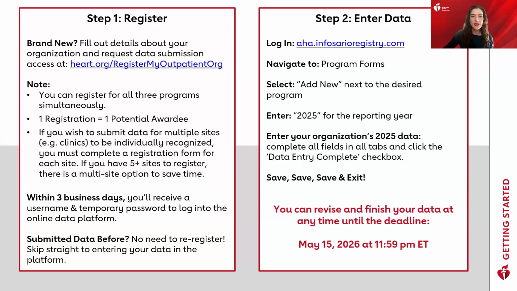The second step is going to be to submit data, and that's going to start by logging into our data platform. You'll navigate to Program Forms, hit Add New, enter 2025 because you're entering data from calendar year 2025. You'll fill in all of the fields, check the Data Entry Complete checkbox, and then save and exit. You'll be able to save and return to revise your data up to the May 15th deadline.